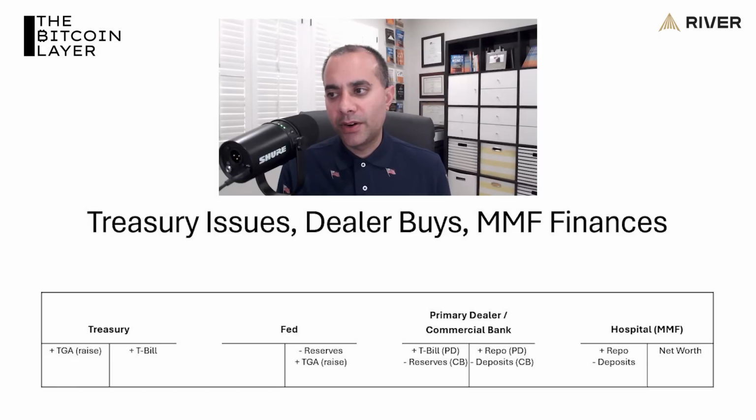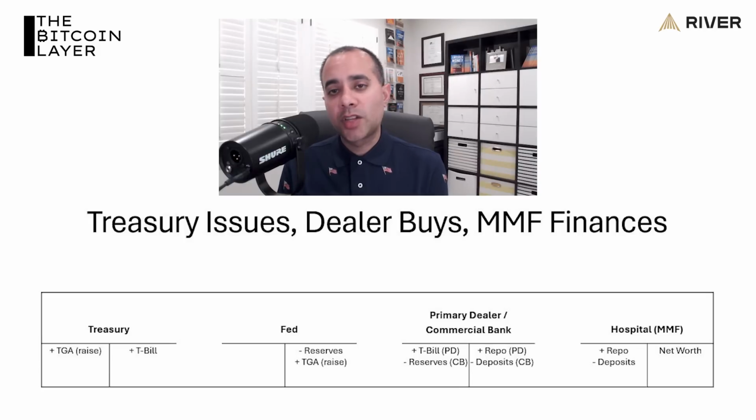So the Treasury here issues a T-bill, and that T-bill is purchased now by the primary dealer. So now I have the primary dealer and commercial bank combined onto one balance sheet. The primary dealer gains the T-bill here. So you have primary dealer plus T-bill. But the primary dealer is growing its balance sheet in order to purchase this Treasury. It's not financing it from something it already has. Where does it get the money? It gets the money from a repo contract from a money market fund. So plus repo to finance the plus T-bill at the primary dealer level.